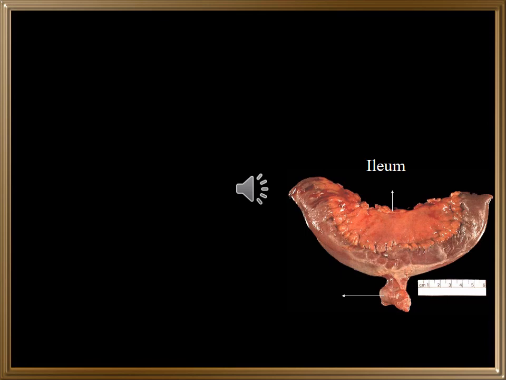The rule of 2: it's located 2 feet from the end of the small intestine. It's often about 2 inches in length. It occurs in about 2% of the population, and is twice as common in males as females.